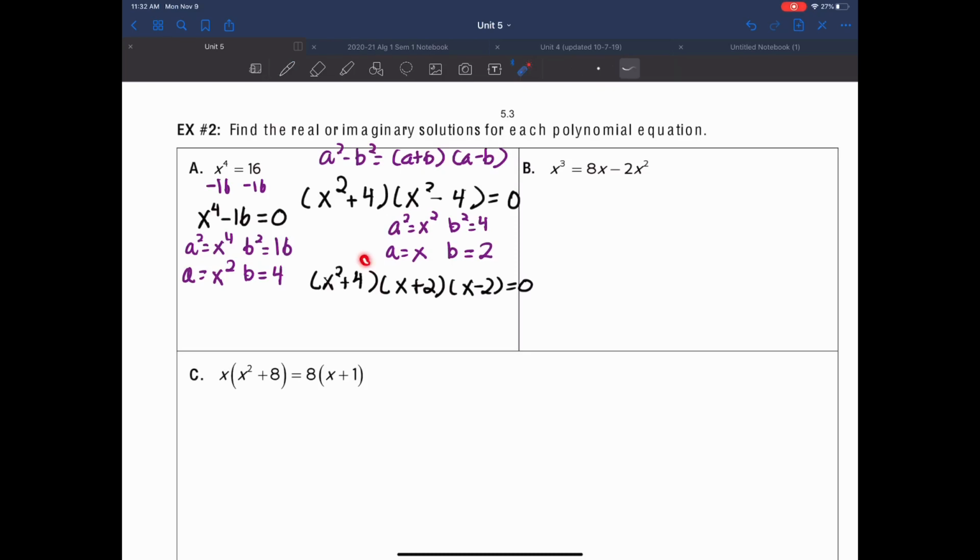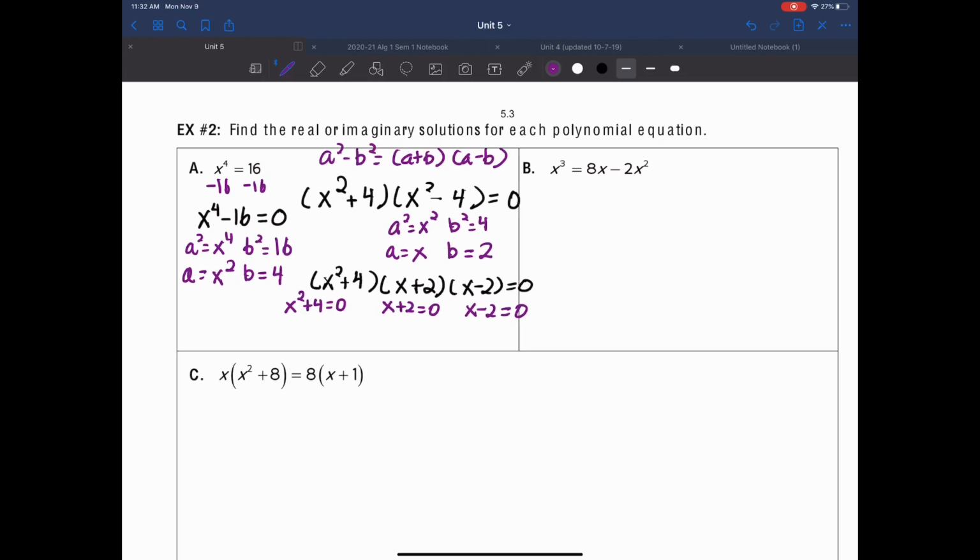Now, can I factor this down farther? Absolutely not, because we don't have a sum of squares formula. We just have a difference of squares formula. So now, since this is in factored form, I'm going to use the zero product property to set all of those equal to 0. So x squared plus 4 equals 0. x plus 2 equals 0. x minus 2 equals 0.